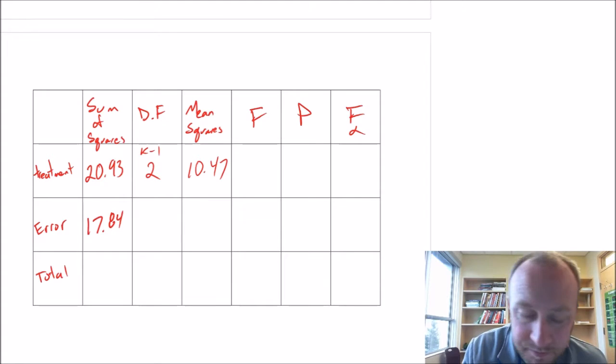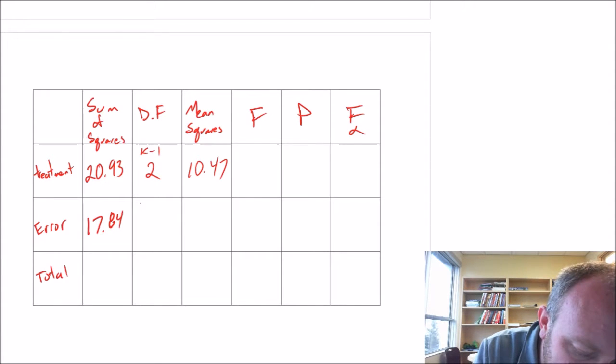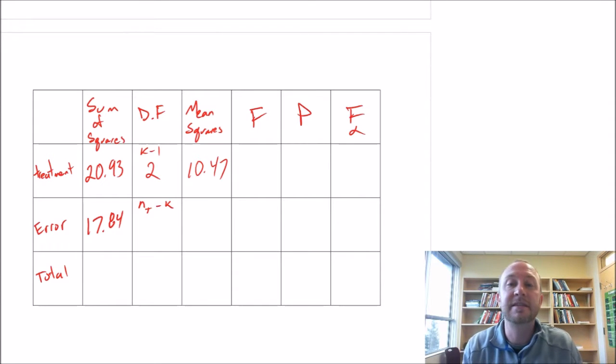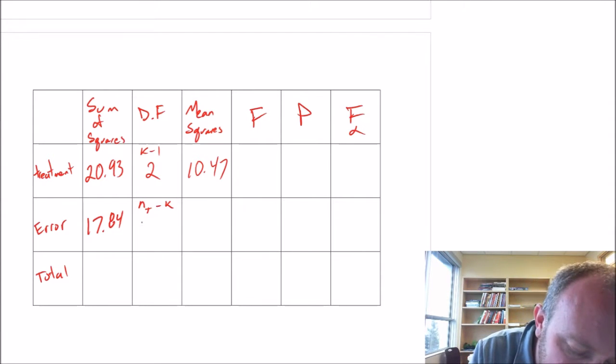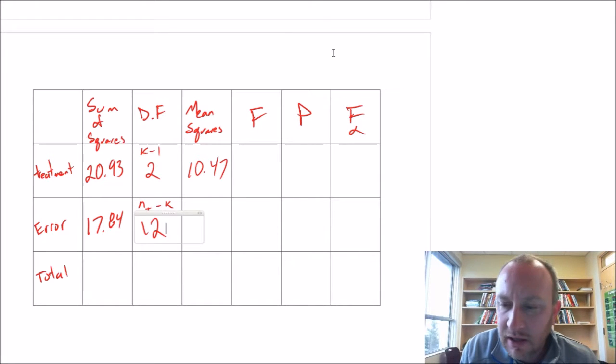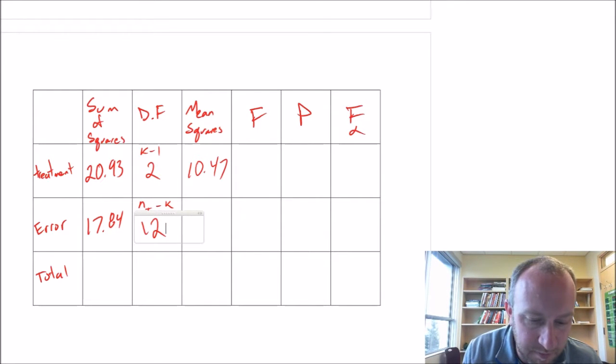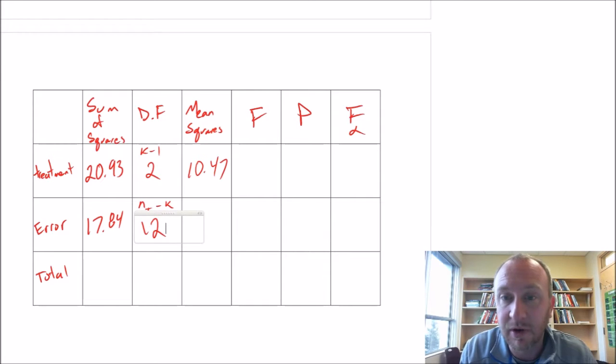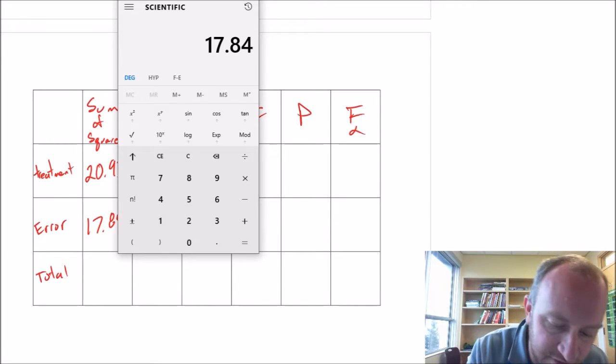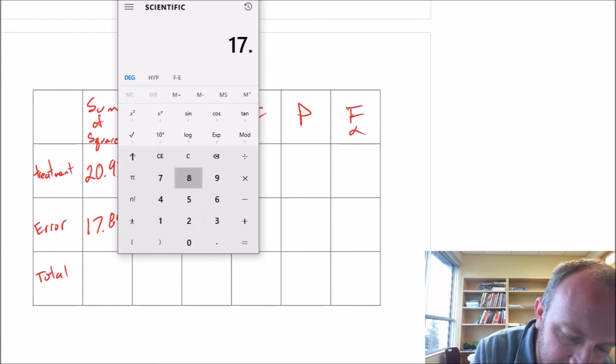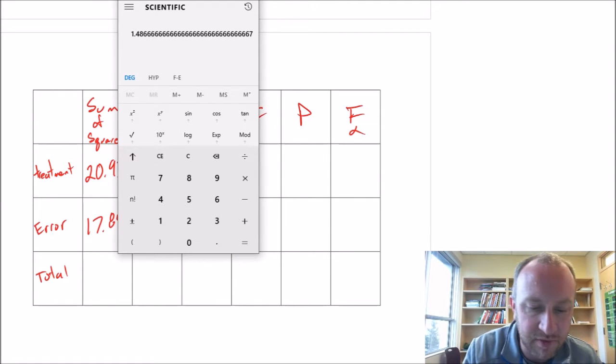So we've got our sum of squares error, 17.84. Degrees of freedom for error is n_T minus k. n_T, we had 15 observations. k is still 3, so this is going to be 12. And finally, our mean squared error is 17.84 divided by its degrees of freedom, 17.84 divided by 12, which is 1.49.